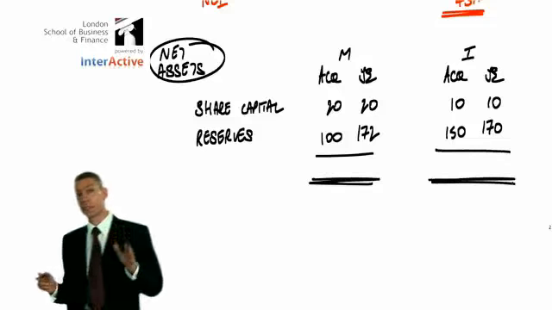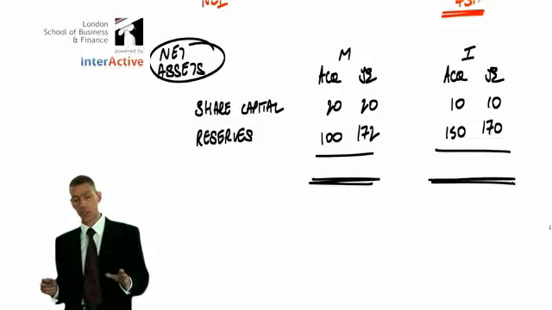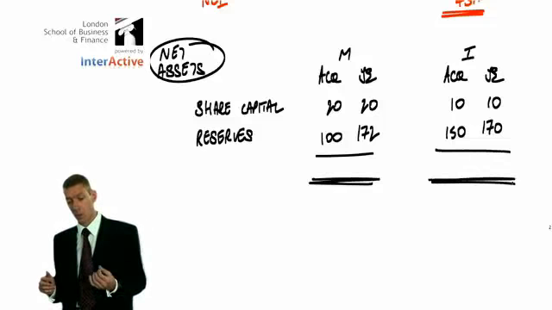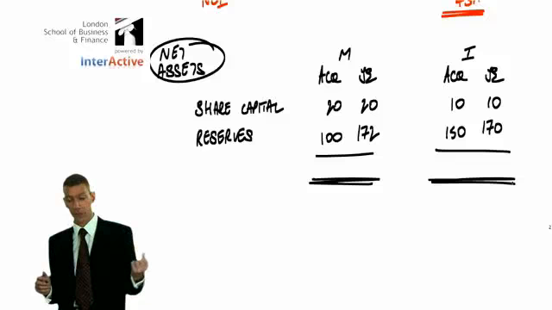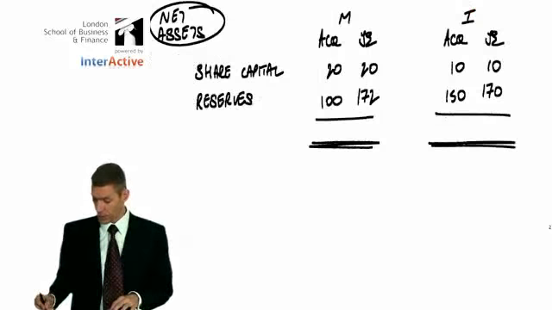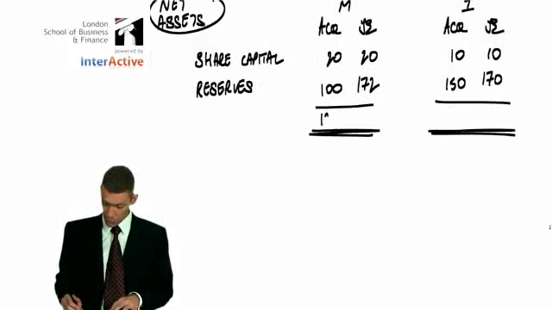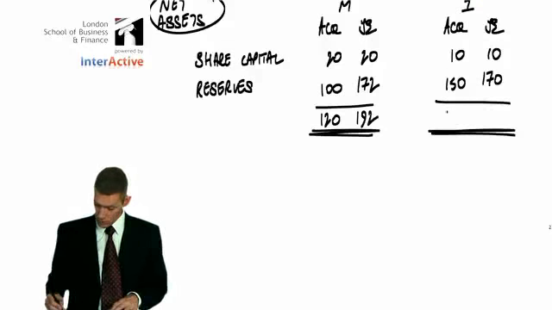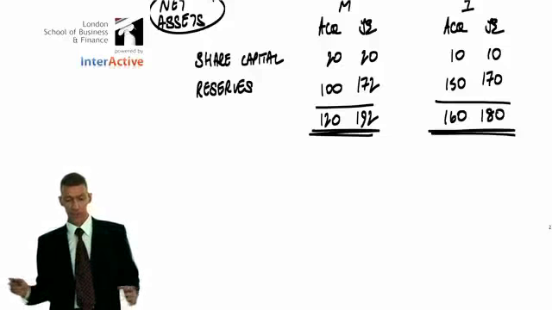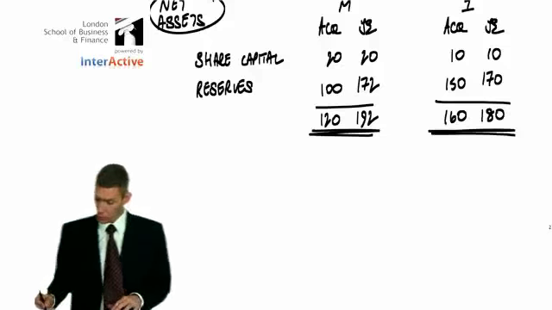There's no other complexities in this particular question. There's no fair value adjustments. There's no provision for unrealised profit. There isn't really much going on. So we're done with that. We add down. So 120 and 192, 160 and 180. Lovely. Okay. Into the goodwill schedule.